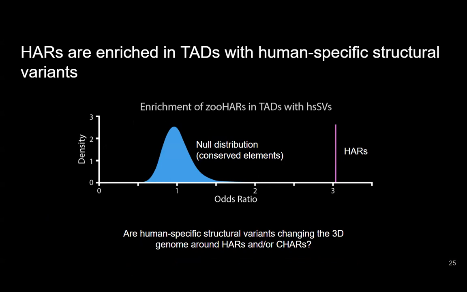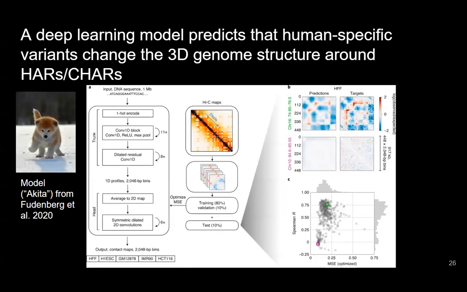And so this led us to ask, are human-specific structural variants changing the 3D genome around HARs or other species-specific accelerated regions? One way we wanted to look at this is we used a deep learning model that's able to predict 3D genome structure based on sequence. I know there's a lot going on in this figure, but what it basically comes down to is you input sequence, A's, C's, G's, and T's, and you output a Hi-C map. When this was validated, you can see the predictions here look very similar to actual validation data. So this model is able to very accurately predict 3D genome structure based solely on sequence. And it's called Akita, which is very cute.